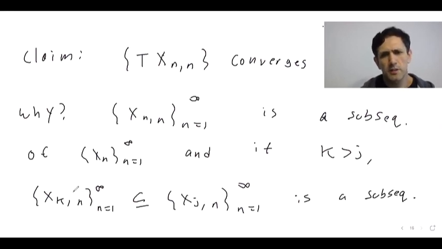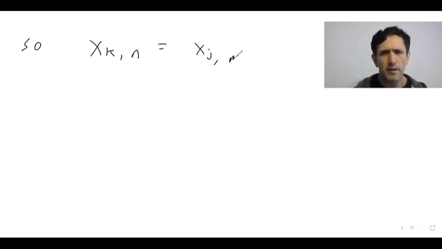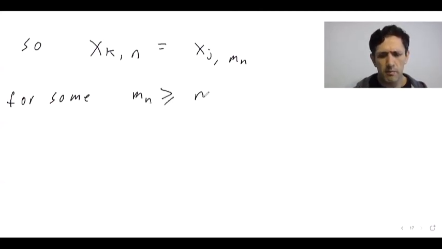Right? Just because we go from the k row to the j row, we just take k minus j subsequences of the sequence xjn as n goes from 1 to infinity. So yeah, it's a subsequence. Okay, so that means, by basically the definition of a subsequence, xkn equals xj mn for some mn bigger or equal to n.